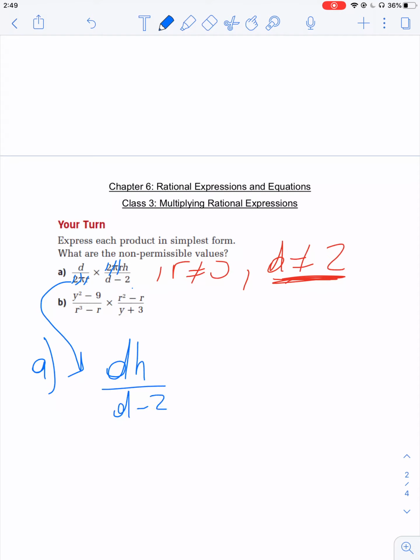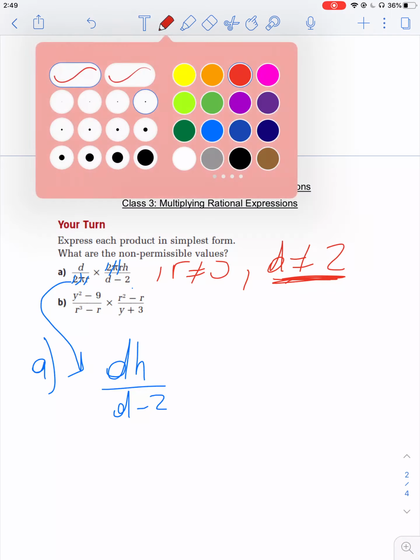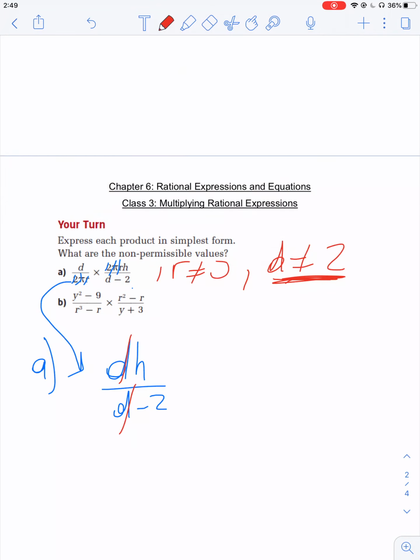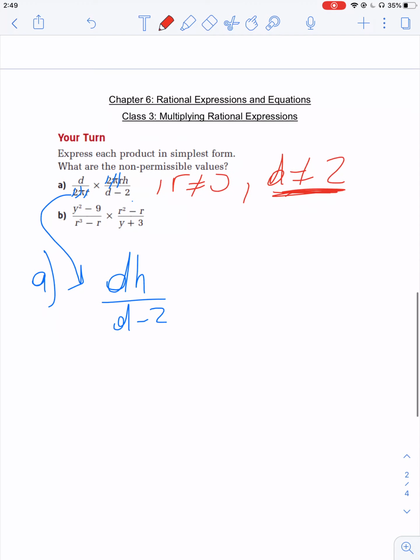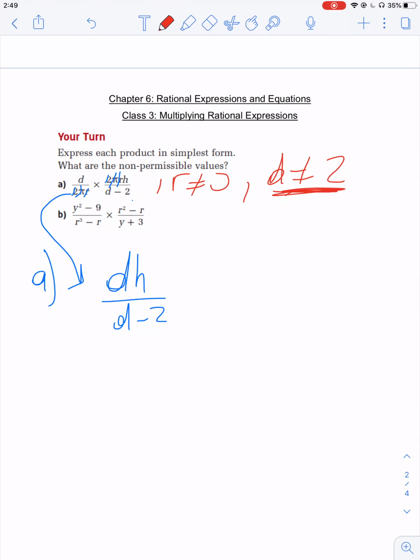So this is it. Again, don't be tempted to simplify this d and that d, because you don't have a product in your denominator. It's actually a subtraction.